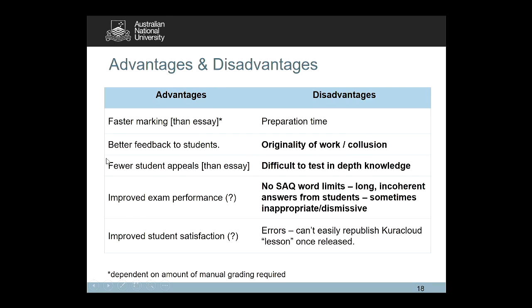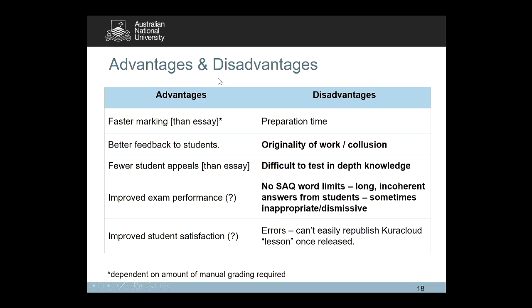Okay, advantages and disadvantages. Yes, it does allow for faster marking, but there's an asterisk around it. It's all online. So it takes a while, if you've got a 104 student cohort and 10 short answers, to go through each one of them to make sure it aligns or doesn't align with the model answer, and then give them feedback accordingly on why they've not been given the full mark. It does allow better feedback. I do agree with it. We yet have to see whether this last assignment leads to fewer student appeals. We don't have the data to say that it leads to improved exam performance or student satisfaction yet.